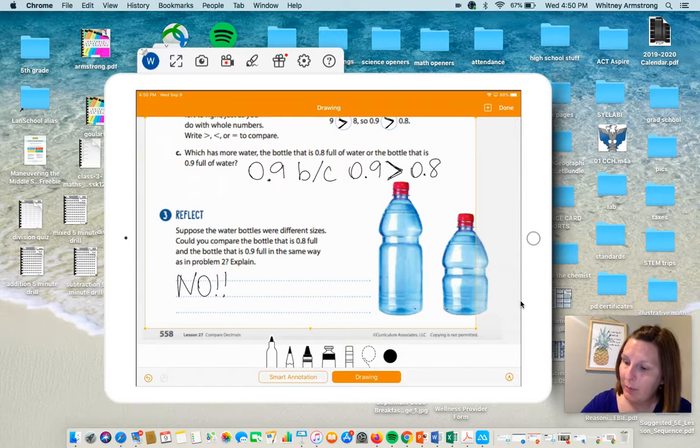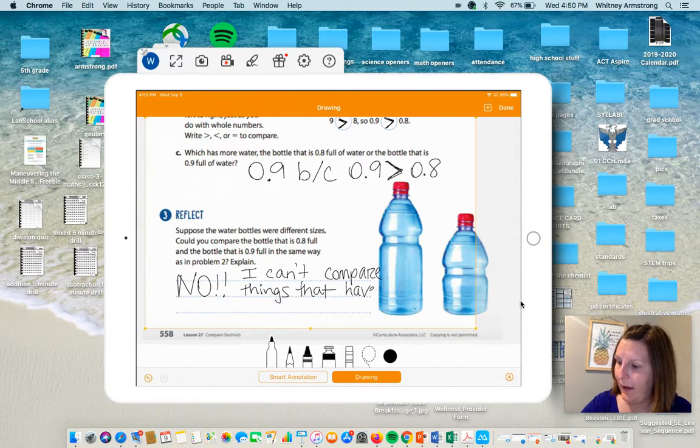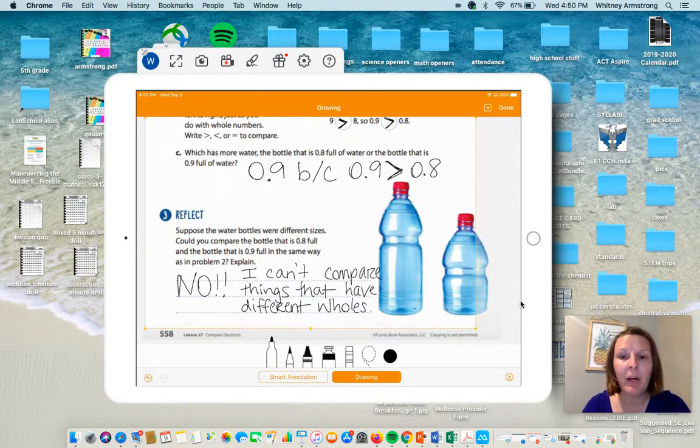So you have to have the same size things in order to be able to compare them. So my answer is no, because I can't compare things that have different wholes. You cannot do it. You cannot compare them because half, like these 2 bottles here, half of this bottle is not the same as half of this bottle. So you have to remember that's tricky when you're talking about would you rather have 3/4 of something or 1/2 of something when you don't know what the whole is? You could get tricked. So you have to have the same whole when you're looking at that stuff.